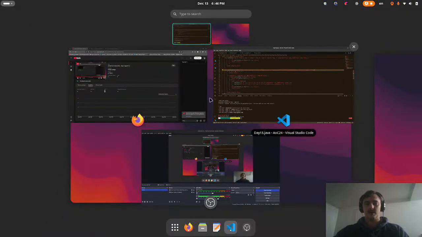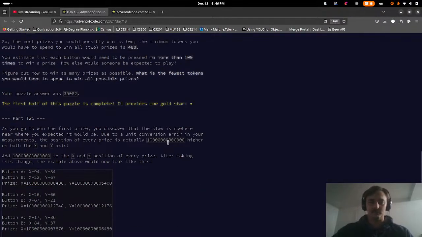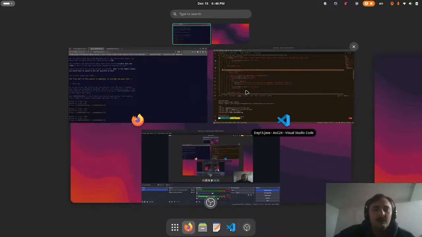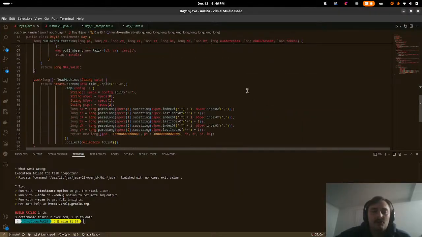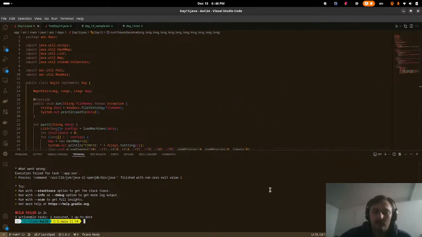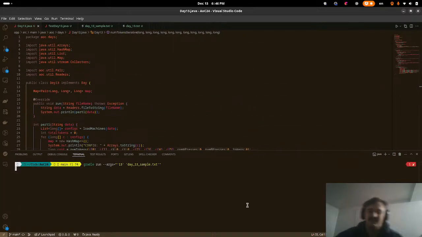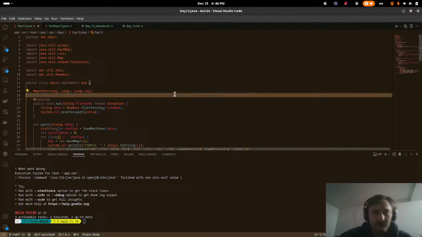So part two, I have to add like a billion or something. Actually, what number is this? I don't know, it's like 10 trillion or something. A big old number to the position of each prize. I tried that with the same strategy I was using earlier, and we get a stack overflow. So that's not going to work. I'm going to have to come up with something a little smarter.